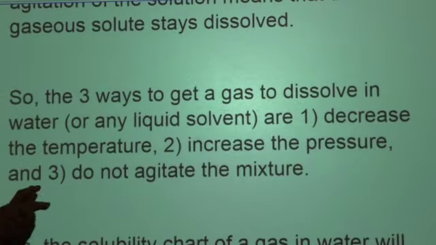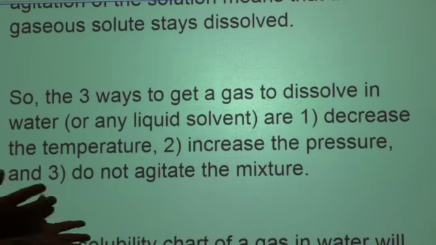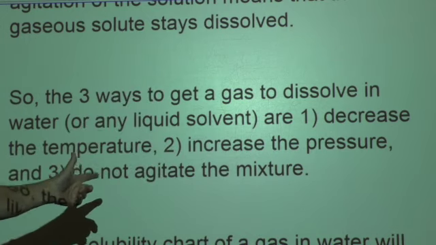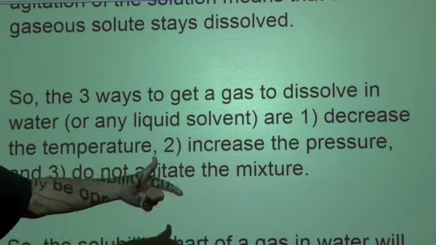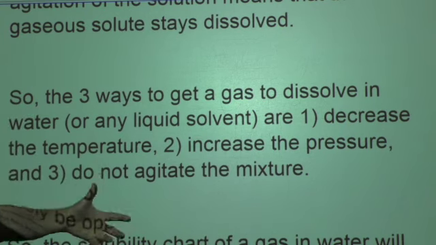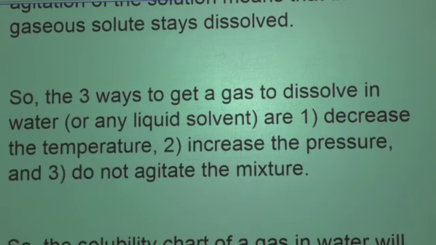So the three ways to get a gas to dissolve in water, or any liquid solvent, whatever you're dealing with, are: decrease the temperature, increase the pressure, and do not agitate the mixture. Make sure it's a calm mixture.